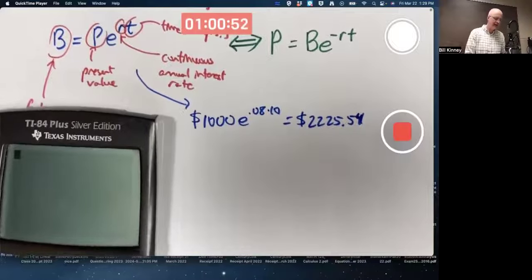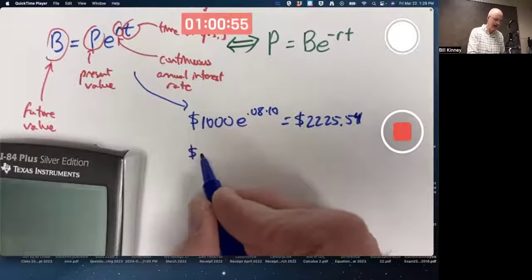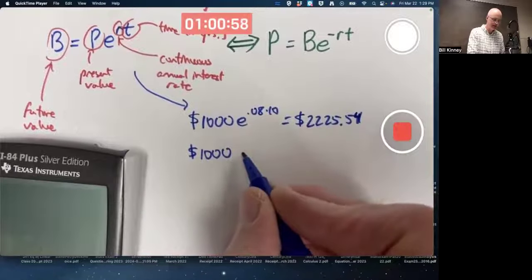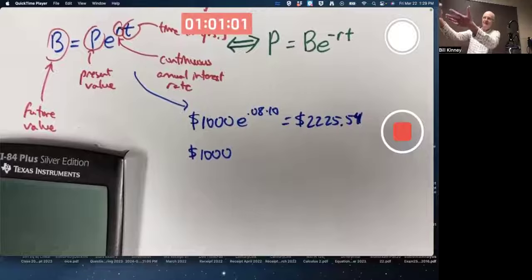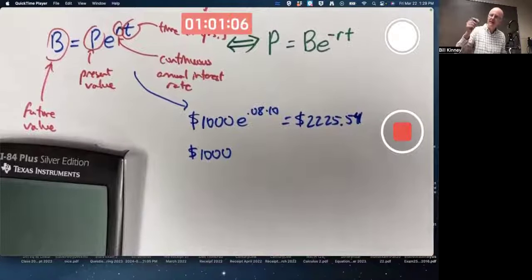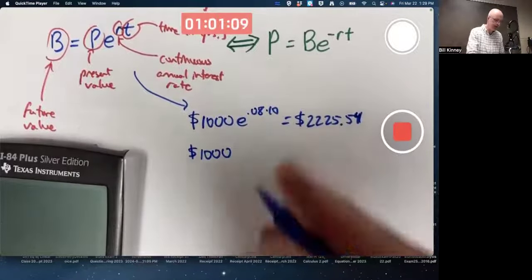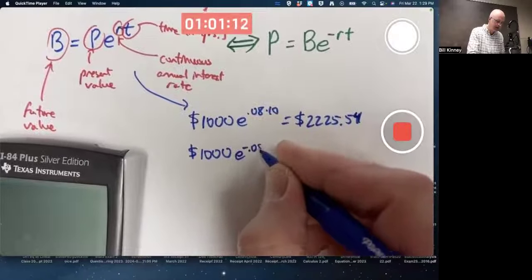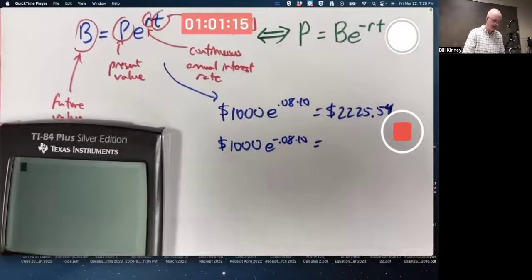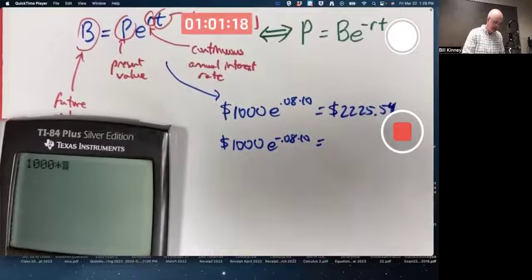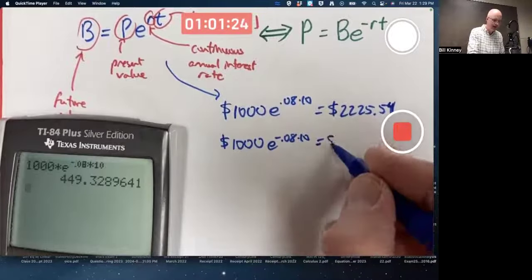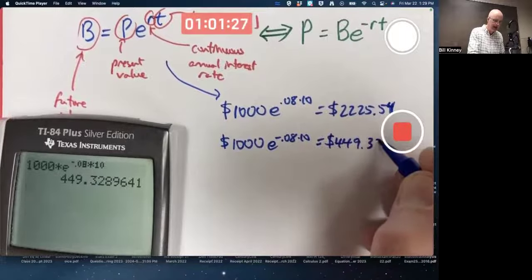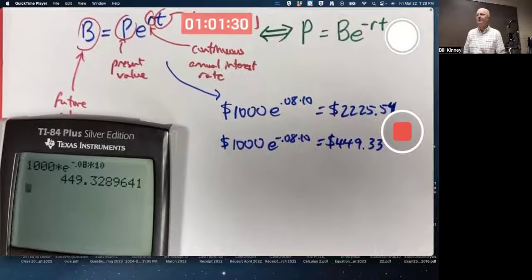Conversely, you could ask, what's the present value of $1,000 10 years from now, from $1,000 being given to you in the future? Kind of a weird way to think about it. Another way to think about that is, how much should I deposit right now to get $1,000 10 years in the future? I'd have to do this calculation, and that'll be less than $1,000. 1,000 times e to the negative 0.08 times 10 is $449.33. That's how much I need to deposit right now to have it grow to 1,000 after 10 years.